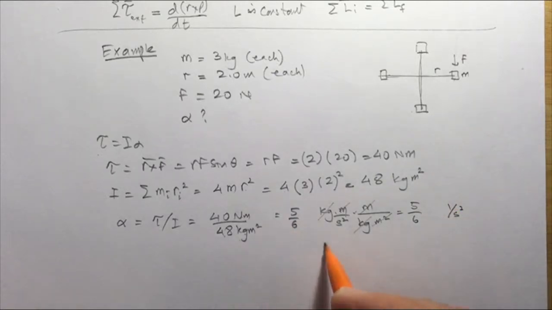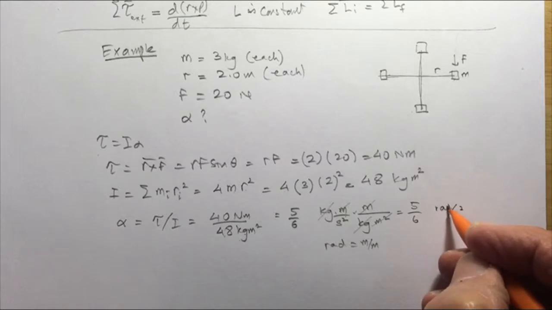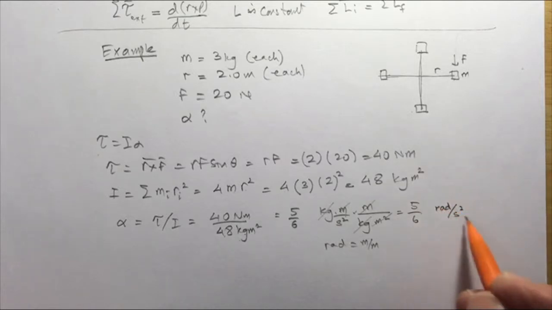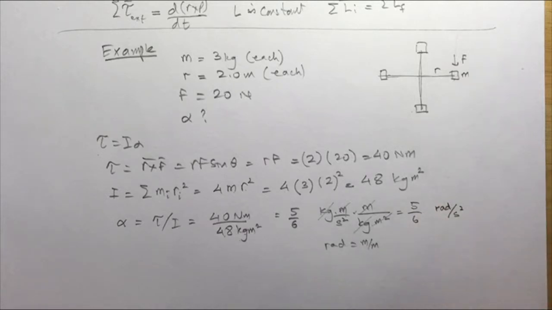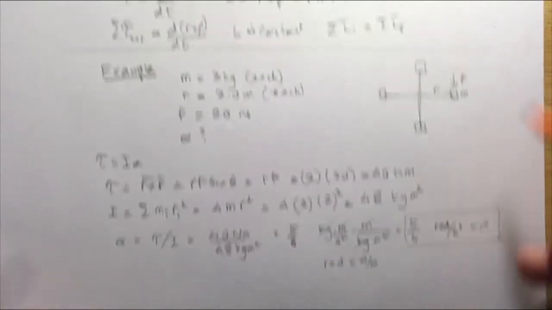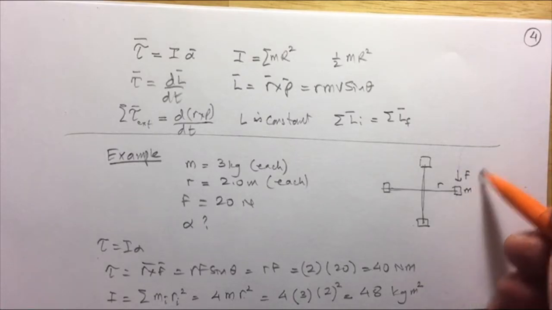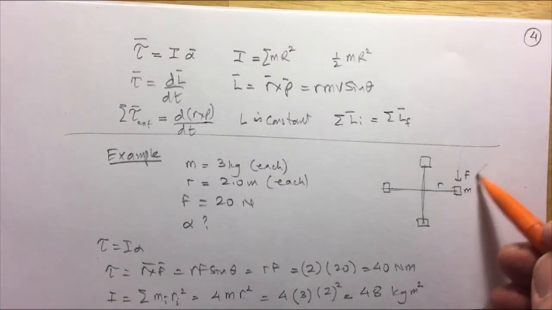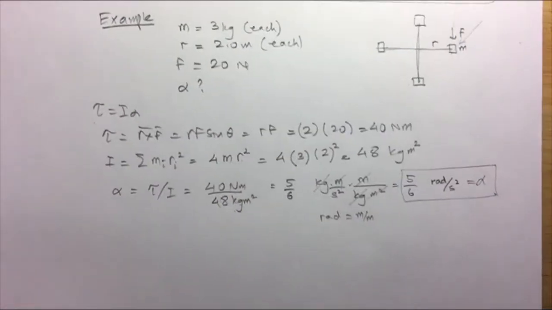But we know that a radian is a meter per meter, and it's dimensionless. We could simply write radian over here, and we do that because we know that alpha is an angular acceleration. So this becomes our final answer. Now the force was acting perpendicular to it, but if the force were acting at an angle like so, then we would have to use the sine theta.